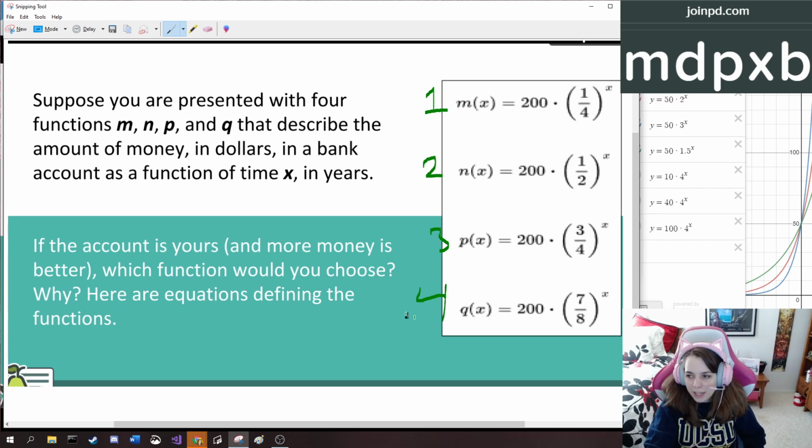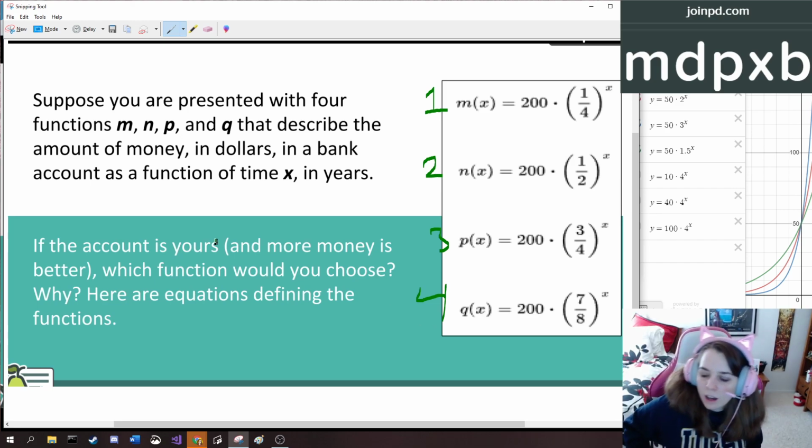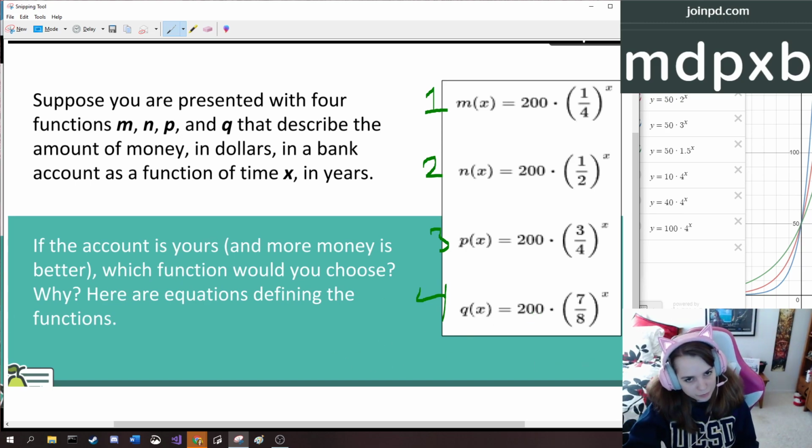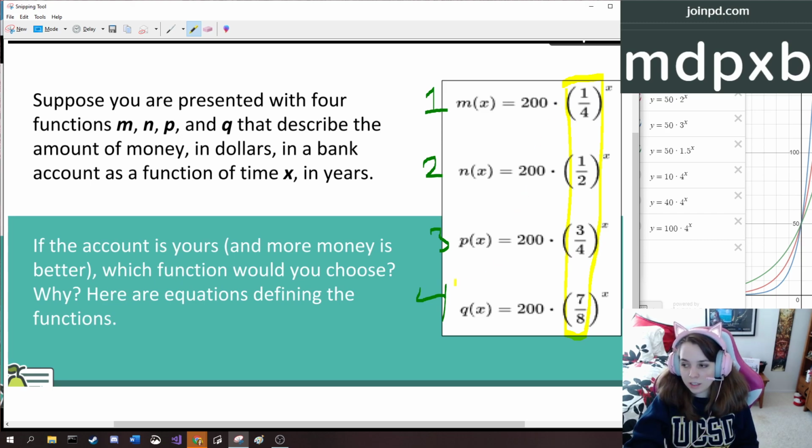So if this was your bank account and your money, which would be the best option for you? Just so you know, think about, are these increasing? Are they decreasing? And how fast are they increasing or decreasing? Because you want your money to last a longer time.